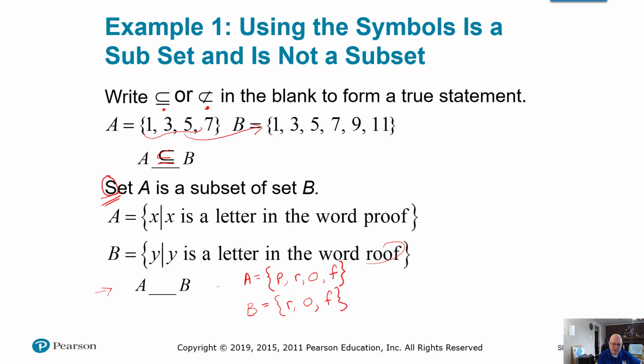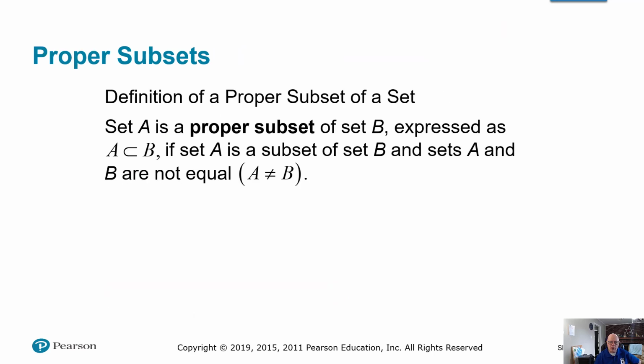So is everything in here also found in the second set? Well, no, because P is in set A, but it's not in set B. So it's not a subset of set A. And there's our symbol with a line through it. Next, proper subset.